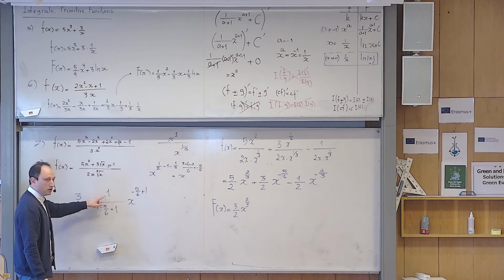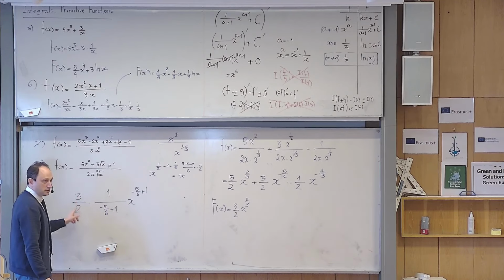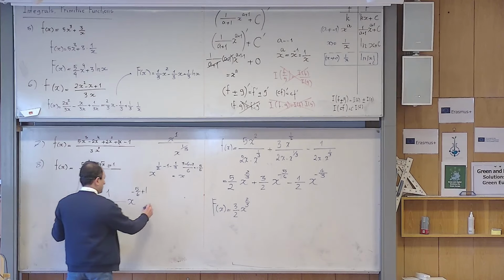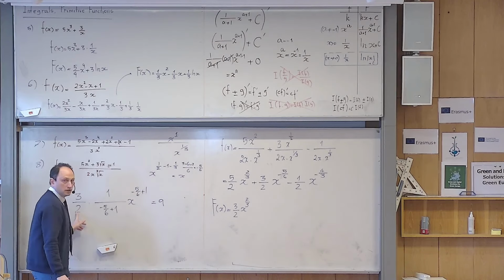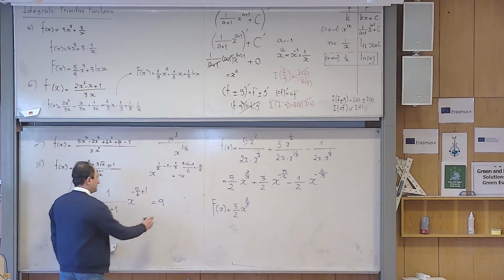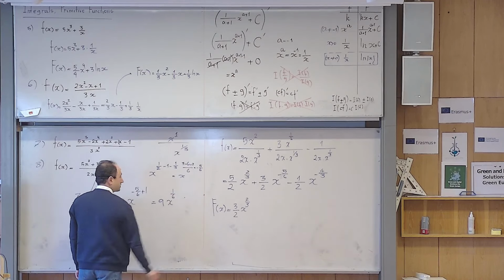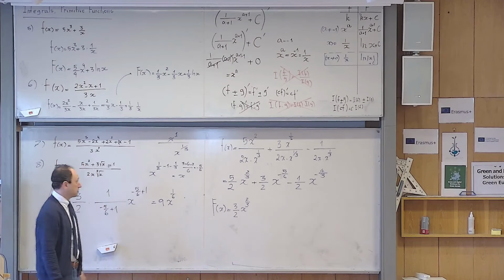1 over 6. 1 over 1 over 6 is 6. 6, 18 divided by 2, 9. Yes? And then I have x to the power of 1 over 6. So that is what I have to write here.